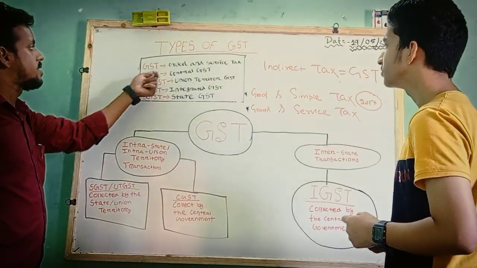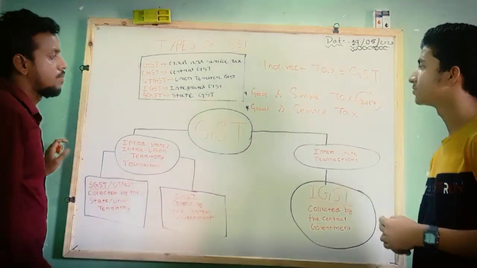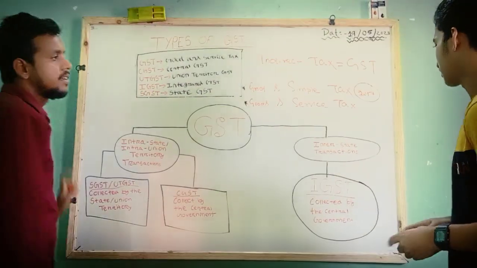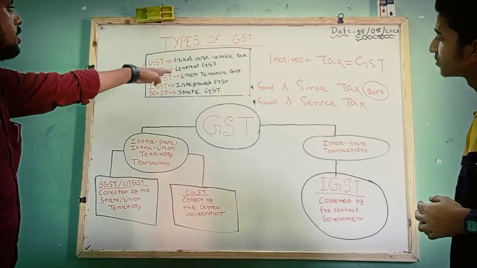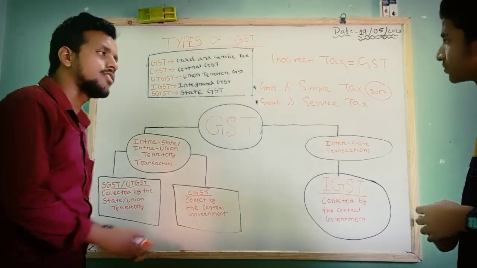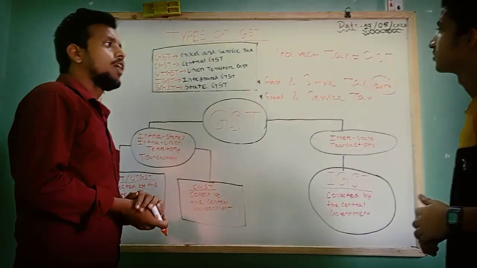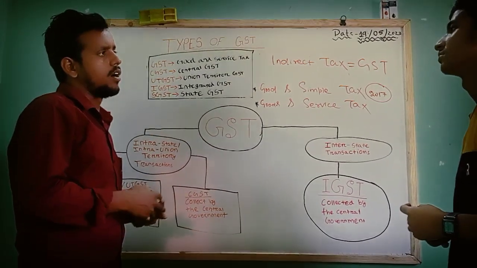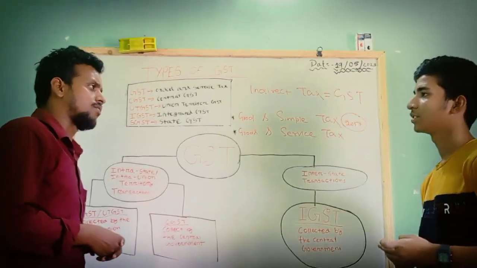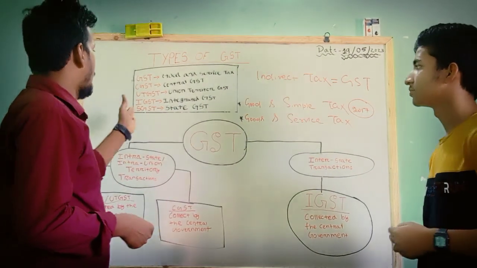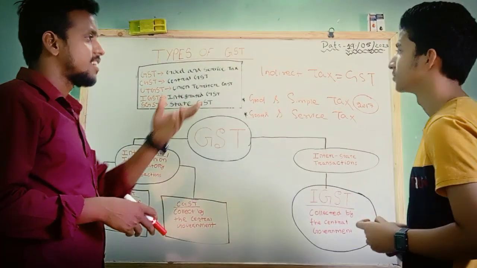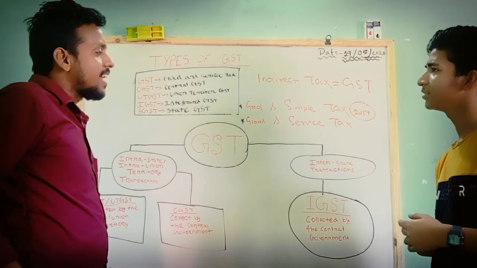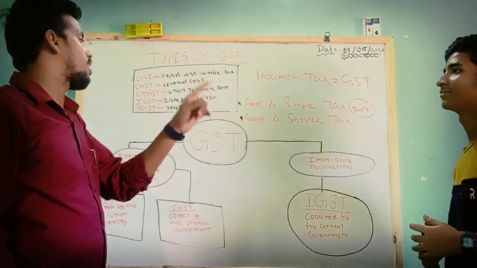And the Central GST is taken by the central government, and the Union Territory GST is taken by the union territories government. Who is the head of the union territory? You might say the Lieutenant Governor is the head of the union territory. And IGST, Integrated GST. What is Integrated GST? Yes, I expected that question from you.